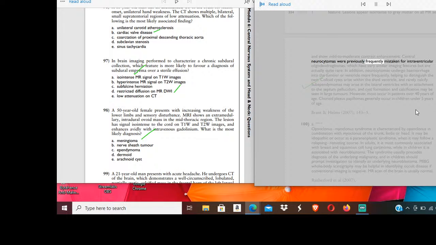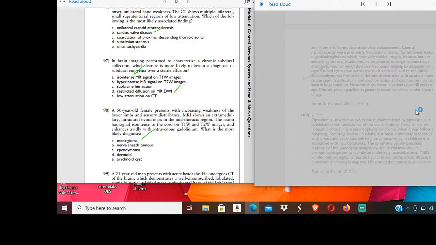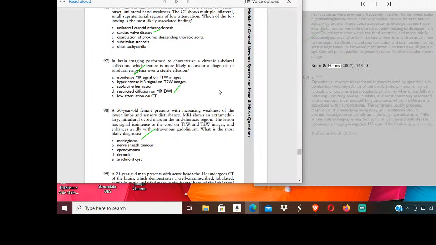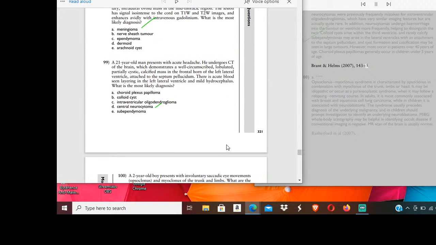Central neurocytomas were previously frequently mistaken for intraventricular oligodendrogliomas, which have very similar imaging features but are actually quite rare. In addition, neurocytomas undergo hemorrhage into the tumor or ventricle more frequently, helping to distinguish the two. Colloid cysts arise within the third ventricle and rarely calcify. Subependymomas may arise in the lateral ventricles with an attachment to the septum pellucidum, and cyst formation and calcification may be seen in large tumors. However, most occur in patients over 40 years of age. Choroid plexus papillomas generally occur in children under 5 years of age. Brandt and Helms, 2007, 143-5.